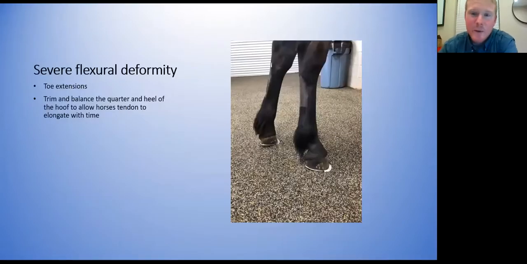Okay, this is another horse. You can tell by the picture that this is a hind leg. You can see the hocks, and you can see the feathers on this horse. Very, very important horse to the owner and to us. You can see by the shoes there's a toe extension. This horse had a bilateral flexural deformity, left hind and right hind, so contracture of both hind feet.